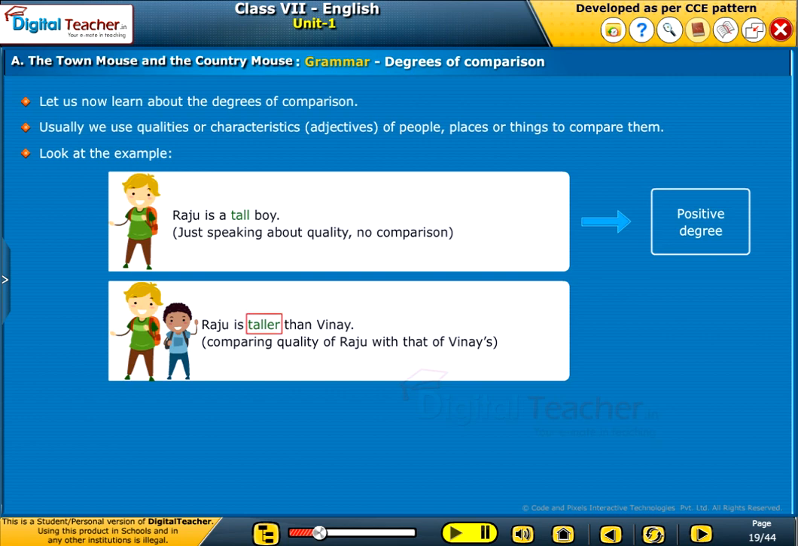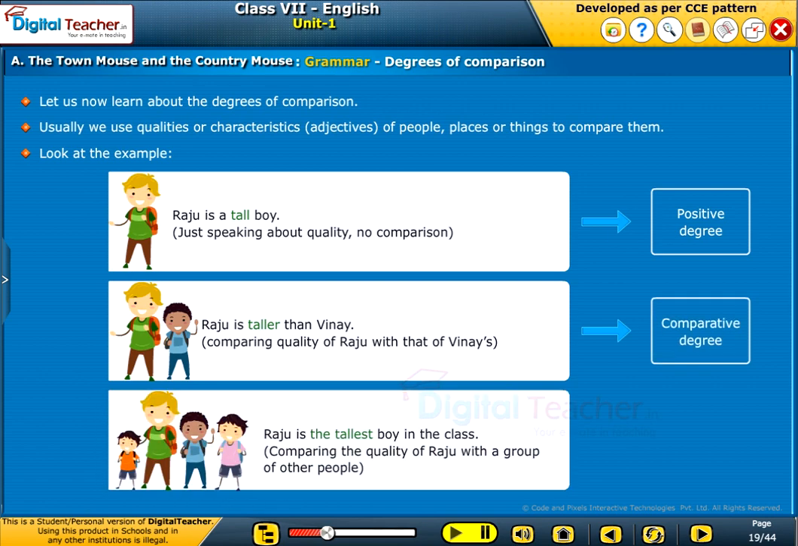Raju is taller than Vinay, comparing quality with another person. So, it is comparative degree. Raju is the tallest boy in the class, comparing the quality with a group of other people. So, it is superlative degree.